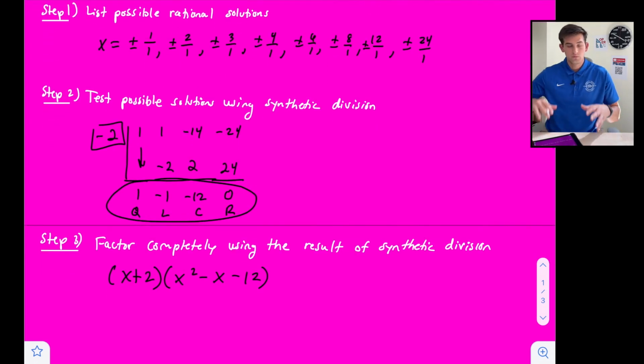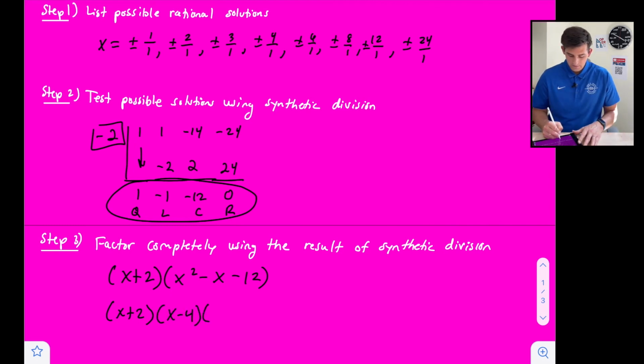So now we can factor the trinomial that we have. So we still have x plus 2. But now we just need to think about what two numbers add to negative 1 and multiply to negative 12. And that's going to give us negative 4 and 3, right? Negative 4 plus 3 would be negative 1. Negative 4 times 3 would be negative 12. So now we've factored, we have 3 binomials.